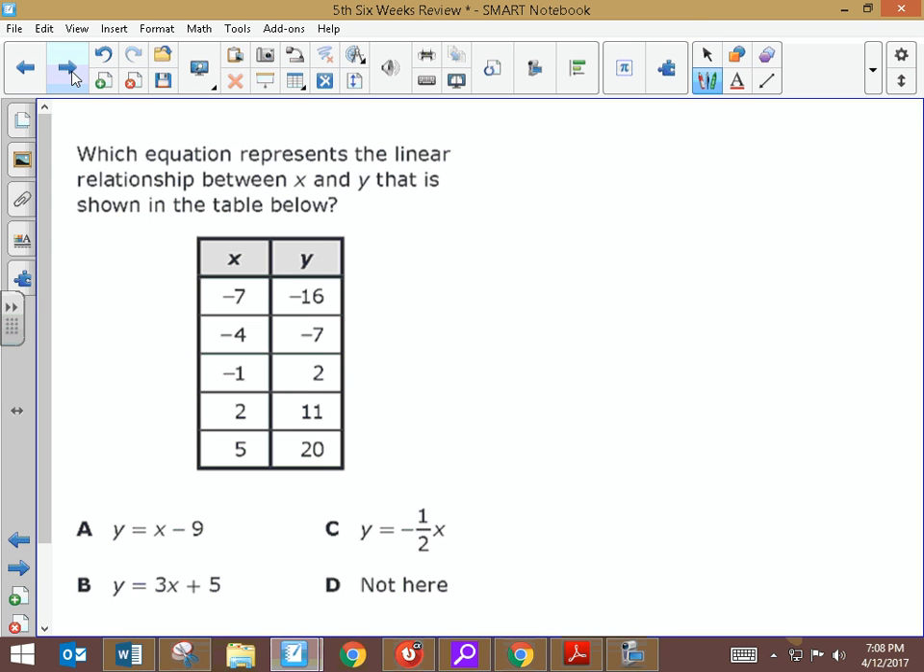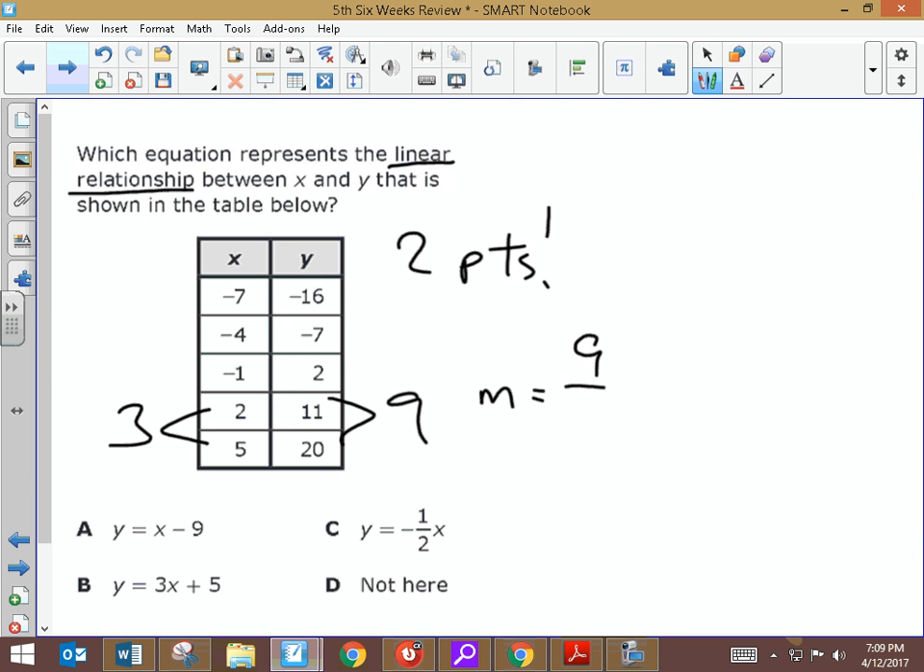Which equation represents the linear relationship between x and y that is shown in the table below? All right. It did say this is a linear relationship. Linear relationship. So that means all I need is 2 points. And I'm going to pick these positive ones right here. So let's find the slope. 11 to 20, that's going to be 9. That's a change of 9. 3, that's a change of 3.